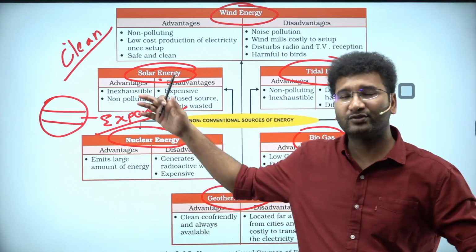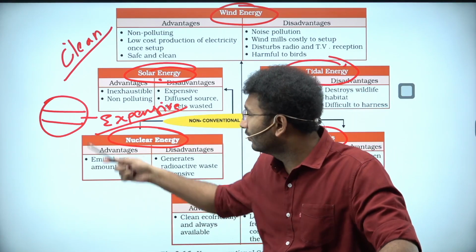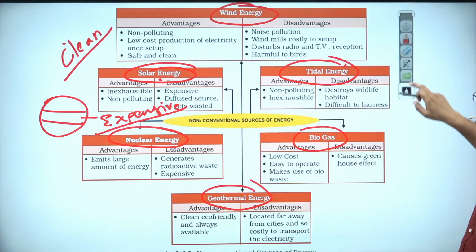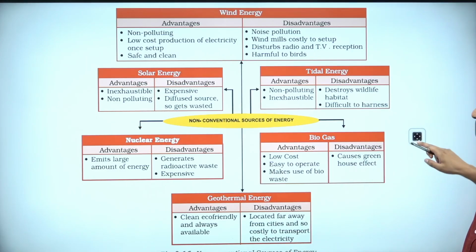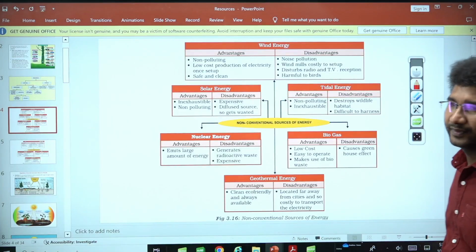For this you need to store the energy in batteries. Lithium is required for that. So what is clean sometimes may not be completely clean. Biogas and geothermal, these are the energies that you are supposed to know, right?